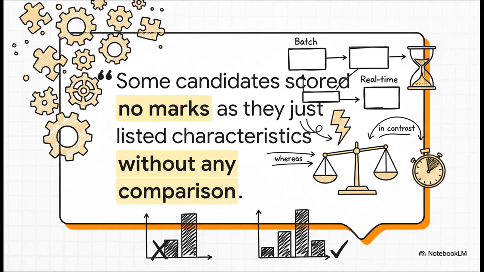This right here, this is the critical warning, and it's based directly on feedback from the people who will be marking your paper. The number one mistake students make is just listing facts. Batch processing does this, real-time processing does that. That is not enough. You have to actively compare them. Use words like whereas, in contrast, or on the other hand to show the examiner that you truly understand the relationship between them. That's the secret sauce.